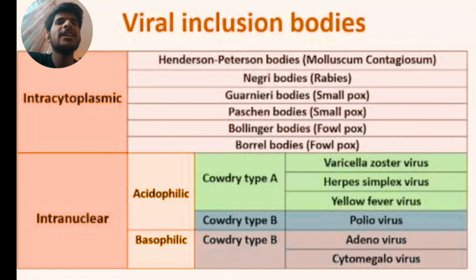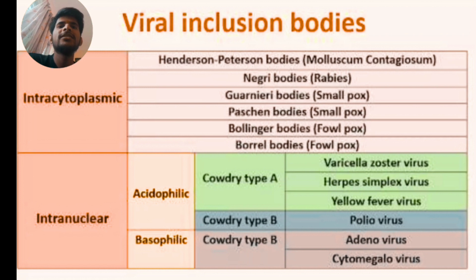Intracytoplasmic depositions examples are Henderson-Peterson bodies, that is molluscum bodies seen in molluscum contagiosum, Negri body seen in rabies, Guarnieri body seen in smallpox, Paschen body seen in smallpox, and Bollinger bodies and Borrel bodies seen in fowlpox.